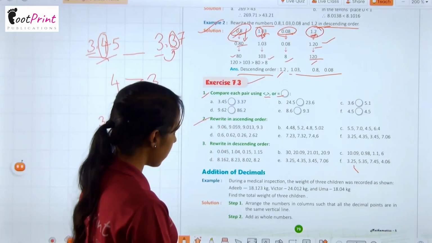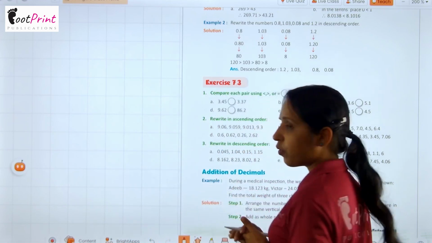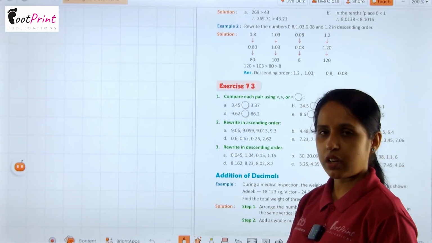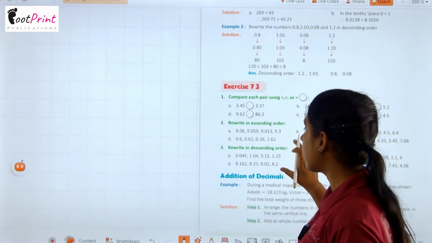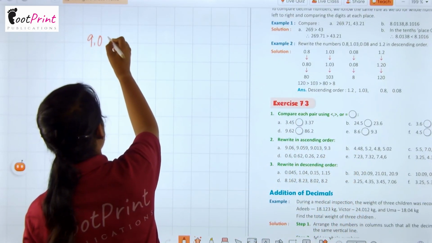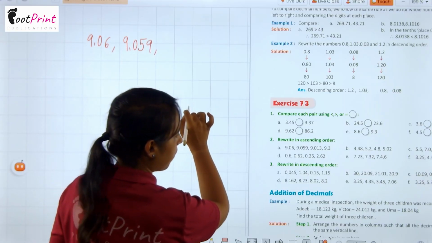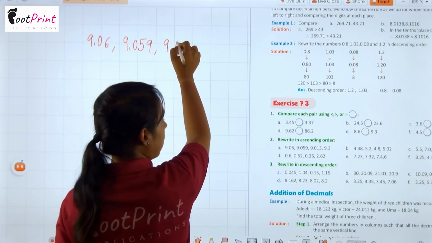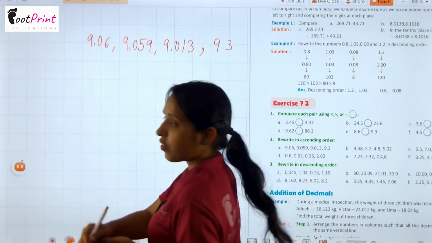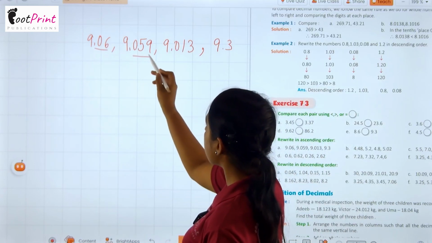Next, rewrite in ascending order. Now we have to write in ascending order, and we know that first we have to check whether they are like decimals or unlike decimals. If they are unlike decimals, we have to convert them into like decimals first. So first write what we have: 9.06, 9.059, 9.103, 0.013 and 9.3. So first we will check the decimal places. Here 2 places are there. In this we have 3 places.